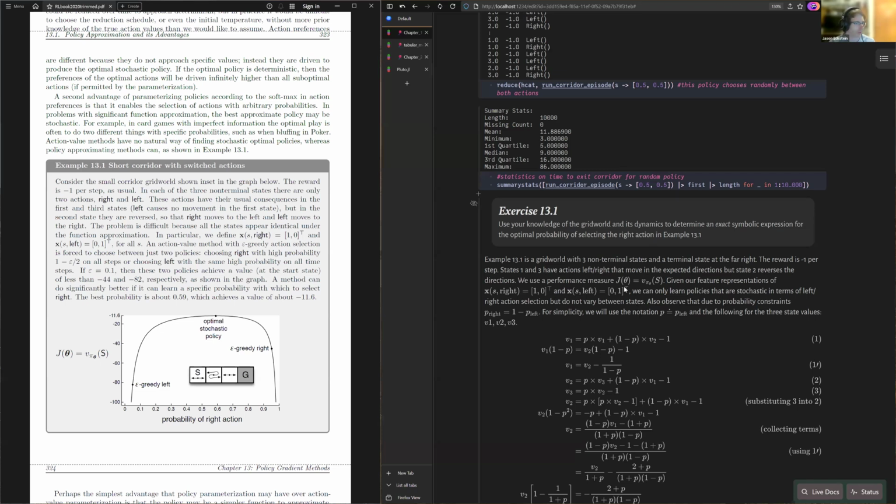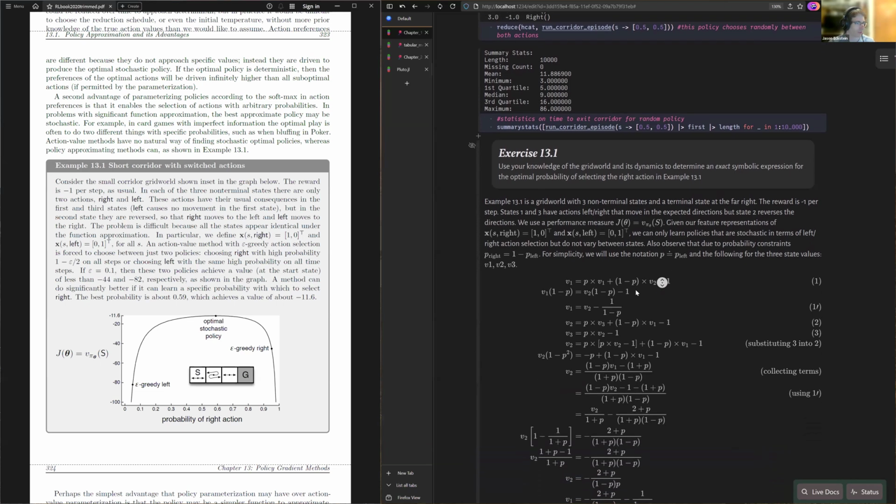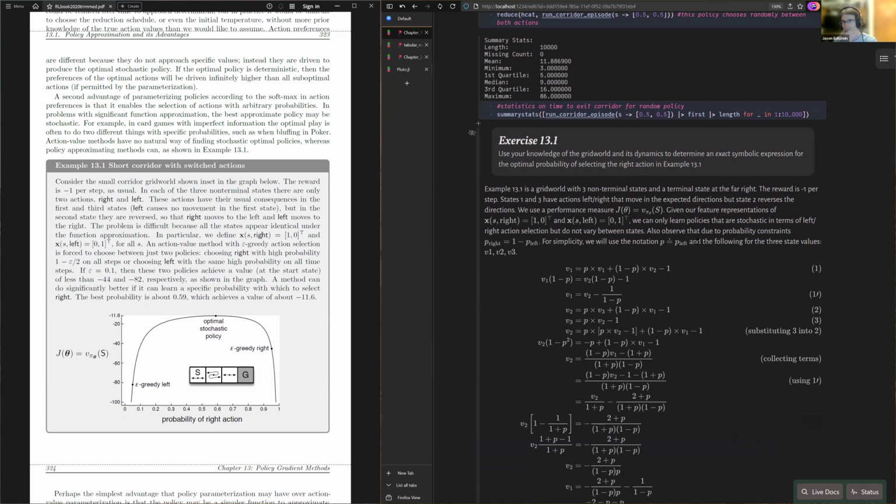I'm going to use some conventions here just to make it a little more compact when writing things down. I'm just going to call p the probability of going left. And then the different state values, I'm just going to call V1, V2, and V3.